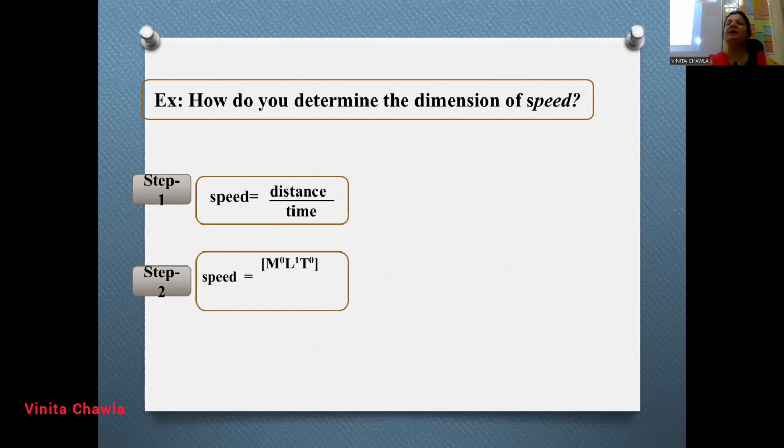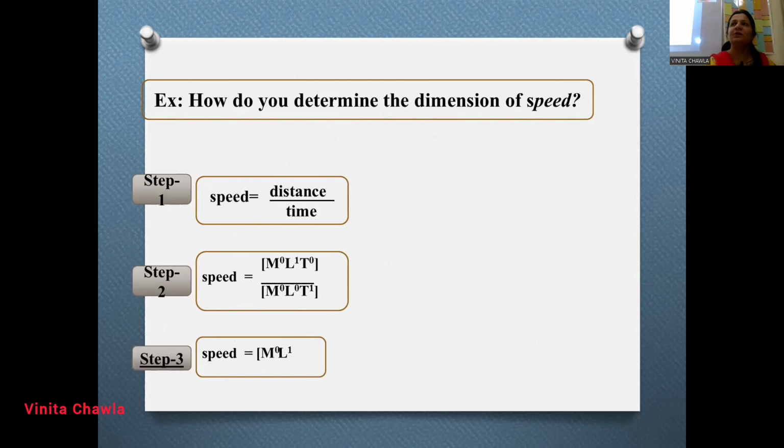Because we write in terms of MLT, for distance only L exists; M and T do not exist, so we write power 0 for M and T. Time does not contain mass and length, so we write M0, L0, T1. So we get M0, L1 on T1. T is in the denominator, and when it goes to the numerator, it becomes T minus 1. So it is LT minus 1. This is how we write the dimensions. Easy.